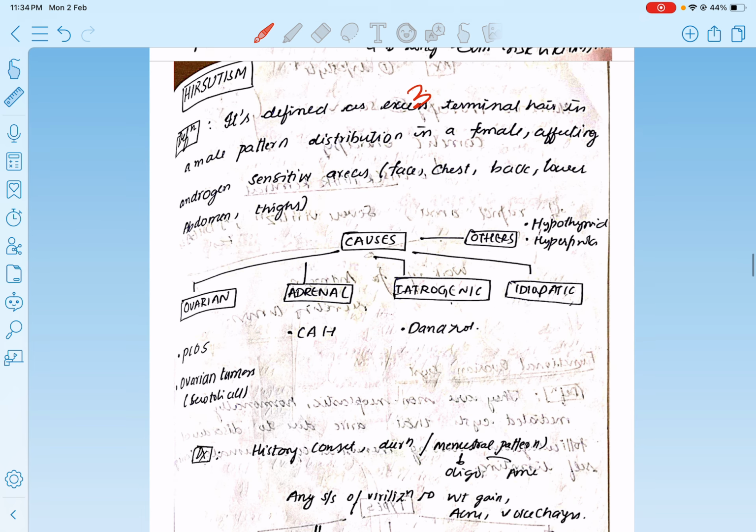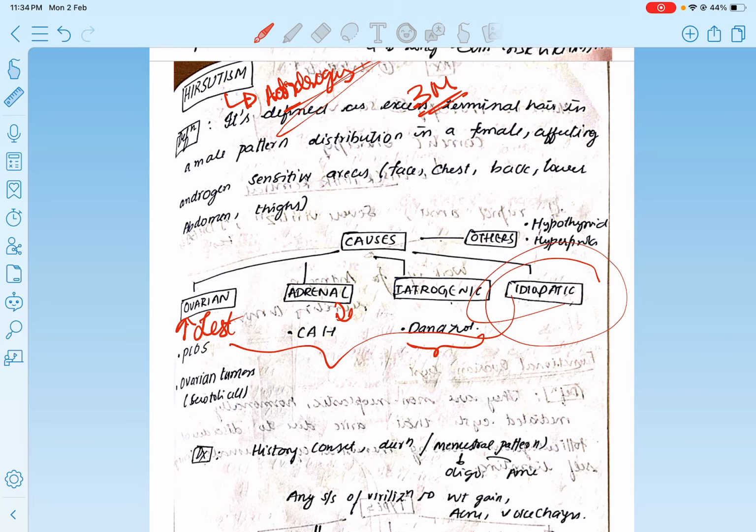Hirsutism, you might get it as a 3 marker. These are the causes. What is the concept of hair growth? You should always have androgens. So wherever there is androgen excess, you can also mention hirsutism. Obviously in PCOS, testosterone is high. Again in CAH, testosterone is high. Androgenic drugs like danazol also, and it can be idiopathic.